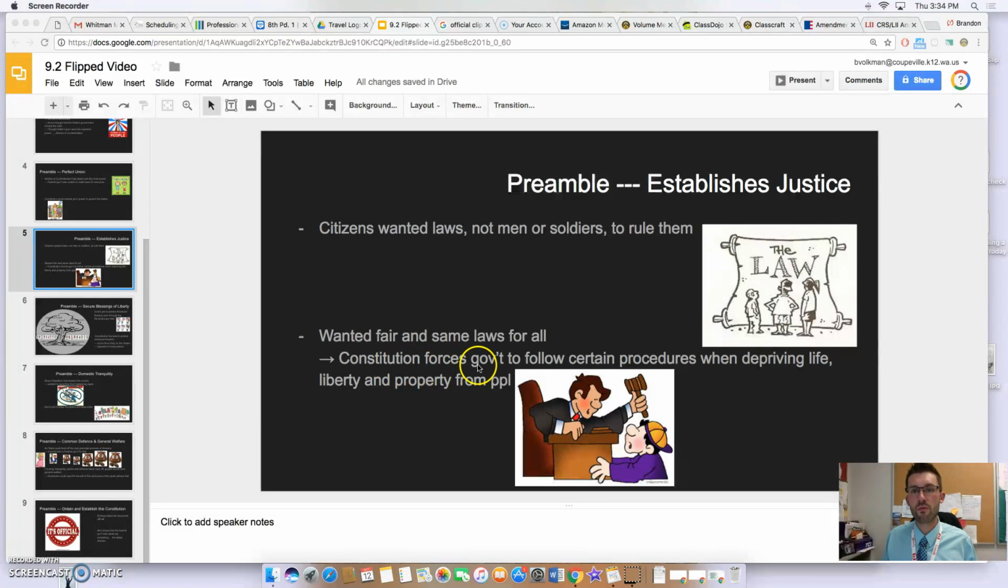And the Constitution forces the government to follow certain procedures when they're depriving life, liberty, or property from people. They have to have a good reason.